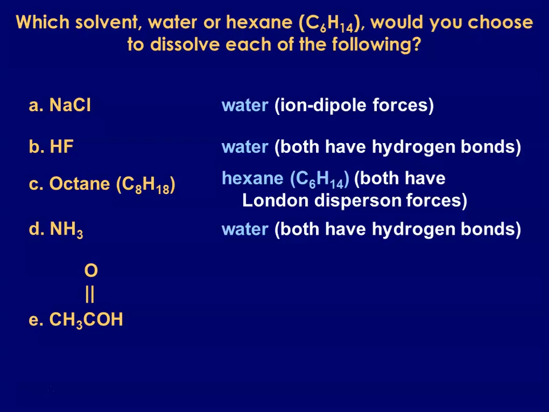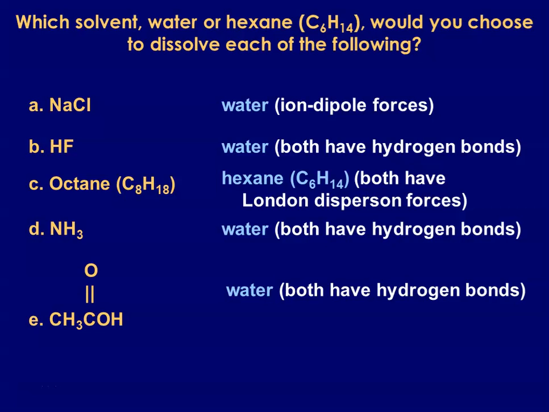And then finally in letter E, we have that methyl group and we have the carbon double bonded to the O, and then we have an OH. And remember, when O is bonded to H, you have hydrogen bonding occurring. So this one could dissolve in both, but it's more likely to dissolve in water because of that polar component with the hydroxyl group present.